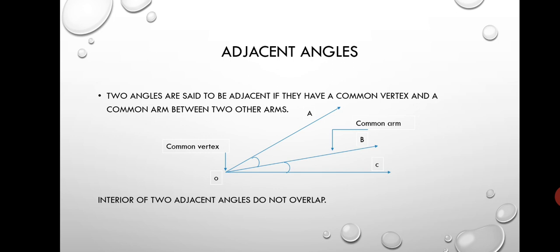Look at this figure. Angle AOB and angle BOC both have a common vertex, that is O. And what are the arms of angle AOB? Arms are AO and BO. What are the arms of angle BOC? That is BO and CO. We have a common arm, and what is that one? That is BO. This means these two are adjacent angles.